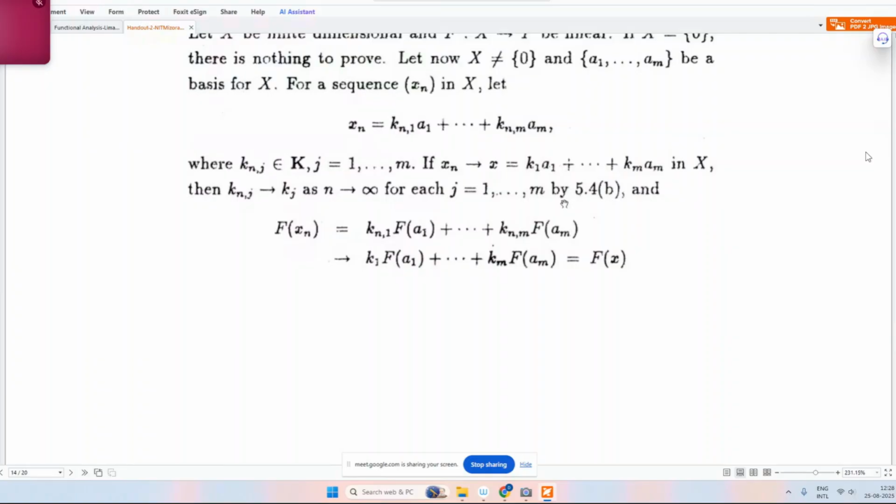Yes or no? What I'm saying is the first component of xn, that is kn1, will converge to the first component of x. The second sequence, kn2 for n equal to 1, 2, 3, will also converge. Now, if xn converges to x, why should these sequences knj also converge?